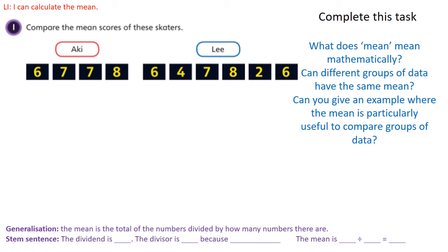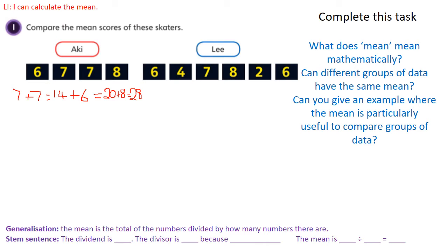So let's have a look at this one. Compare the mean scores of these skaters. So we've got Aki. First of all, I've got to add up all his scores together. I know that 7 plus 7 is going to give me 14. To that, I'm going to add my 6, because 6 plus 4 equals 10. So that's going to take us up to 20. And then I'm going to add on my 8. So his scores all add up to 28. So the dividend is 28.